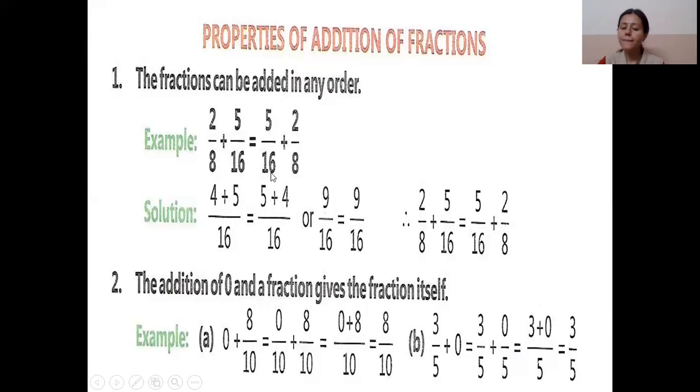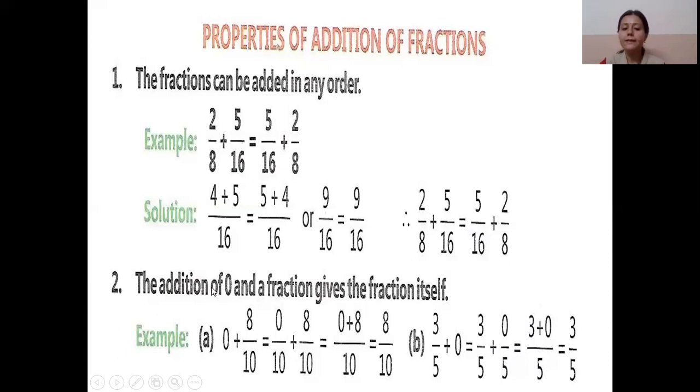Come to this side now, beta. Again, the denominators are 16 and 8. LCM will come out to be 16. 16 1s are 16, so 5 1s are 5. 8 2s are 16, so 2 2s are 4. Now here 4 plus 5 is 9, so answer will be 9 upon 16. And here 5 plus 4 is also 9, so answer will be 9 upon 16. So beta, 2 upon 8 plus 5 upon 16 is equal to 9 upon 16. Also 5 upon 16 plus 2 upon 8 is equal to 9 upon 16. Both the sides you're getting the same answer, beta. So the fractions can be added in any order, children.